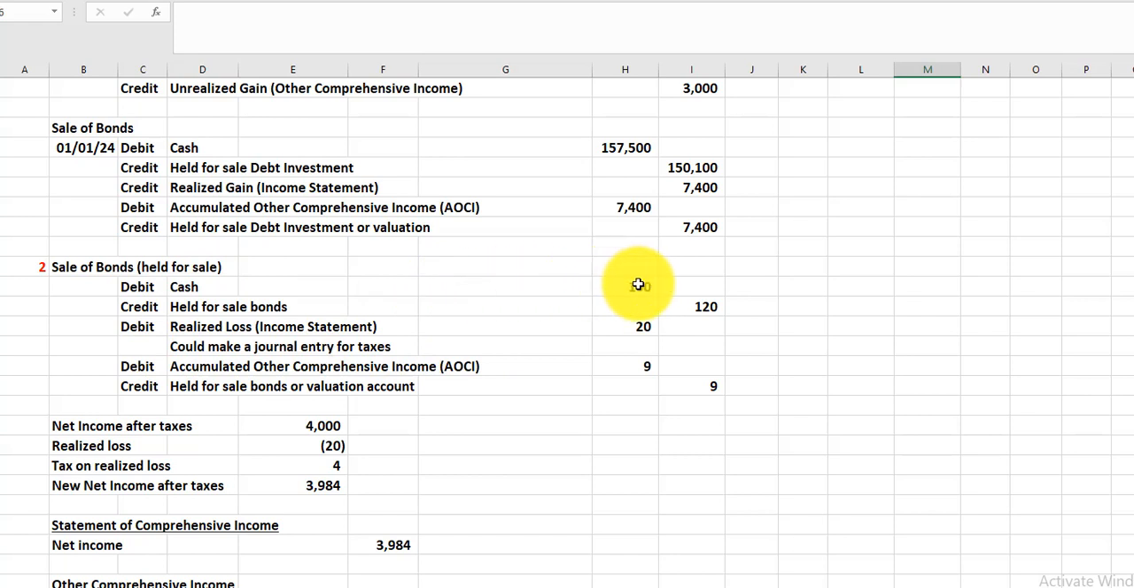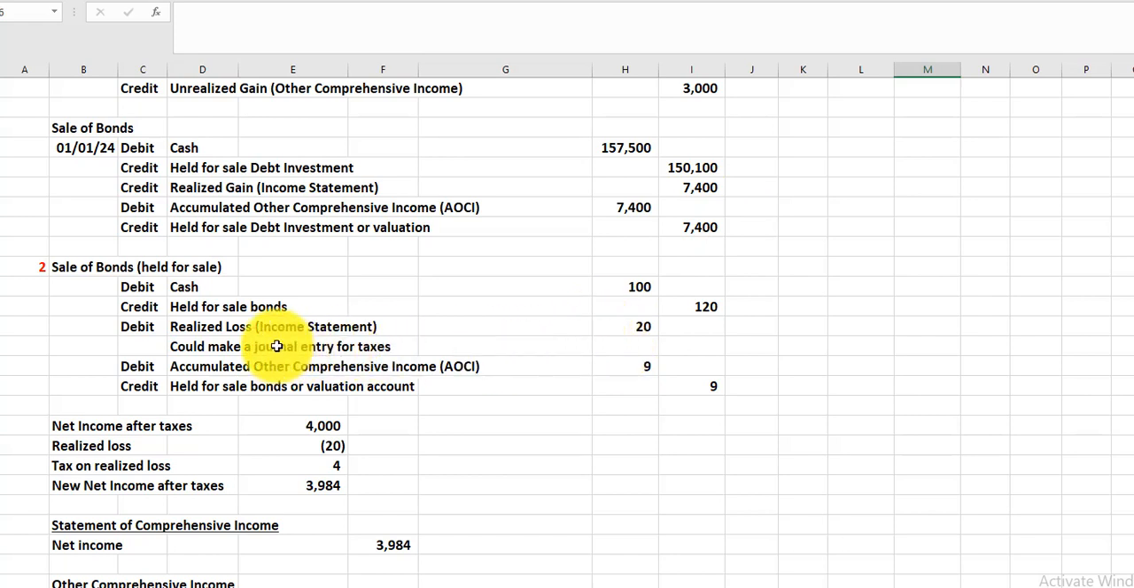So we're going to debit cash, 100. We're going to credit the original cost. That's what we do when we sell them outright. And we debit realized loss, which is on the income statement. Again, we didn't have to do that, but I put that in parentheses. So just like when we realized the gain up here, we realized this loss on the income statement.